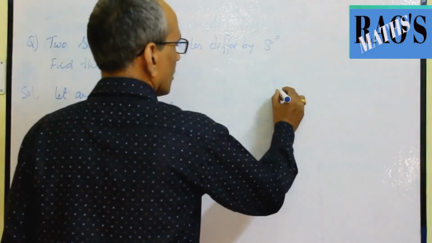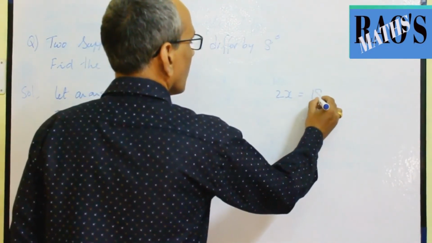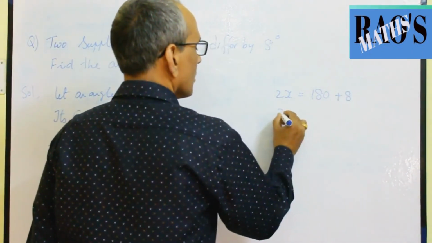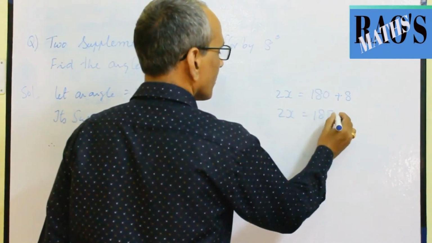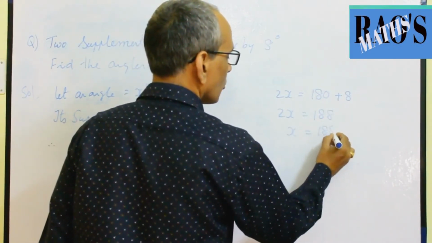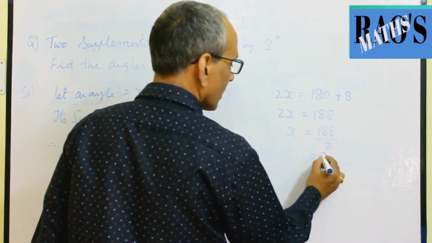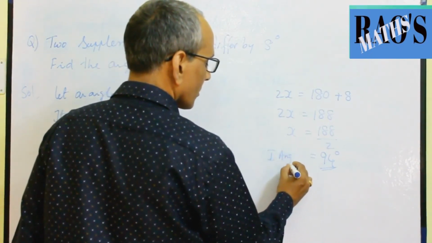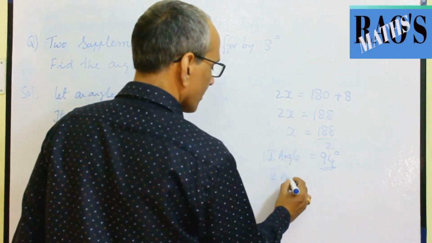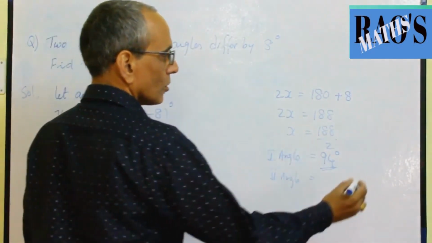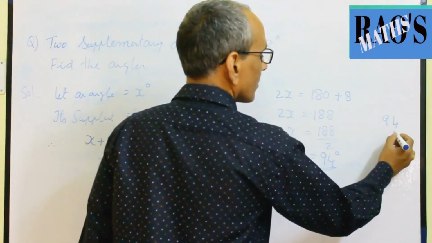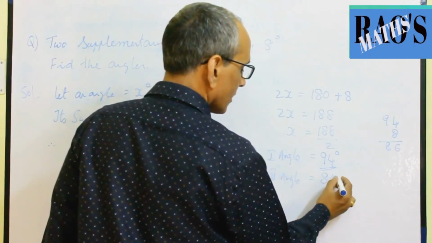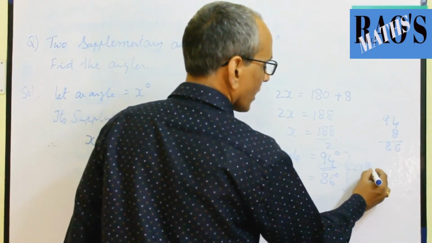Then 2x is equal to 180 minus 8, which becomes plus 8. So 2x is equal to 188. Then x is equal to 188 by 2, which is 94 degrees. So the first angle I got. And the second angle is 8 less than this. So 94 minus 8, 14 minus 8, 6, 86. 86 degrees. The sum together is 180.